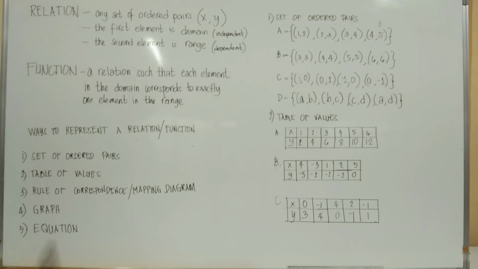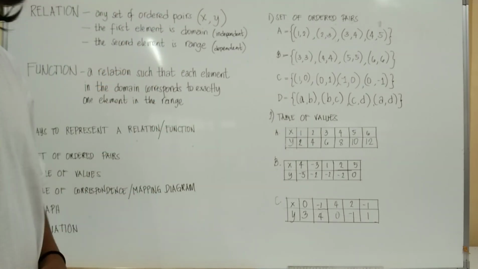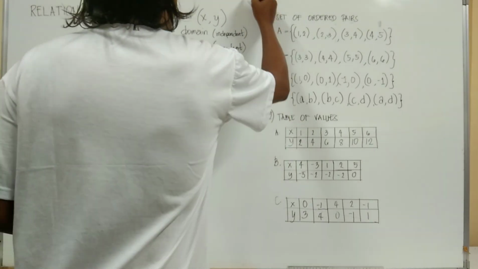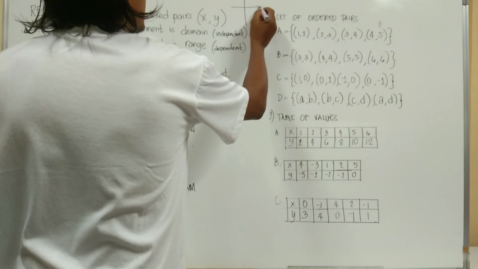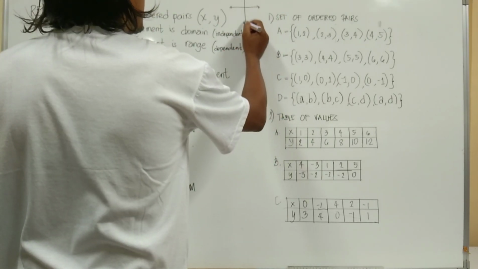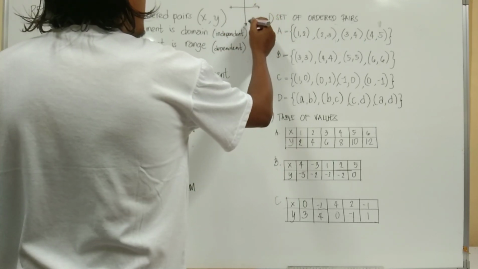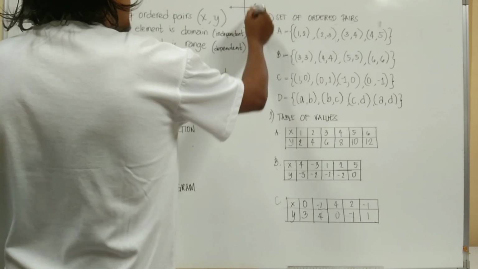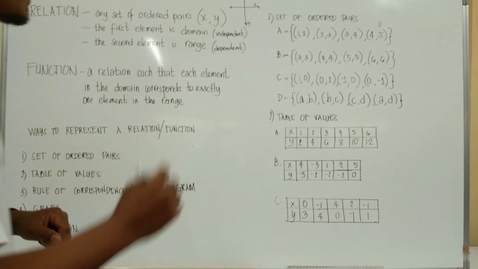So, why do we denote our ordered pairs as X and Y? Because it is related to our Cartesian coordinate plane. Your Cartesian coordinate plane is also denoted by X and Y, your X-axis and your Y-axis. Okay? Then, let's proceed to function.